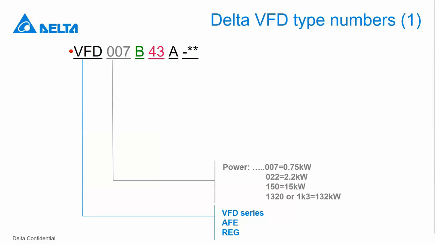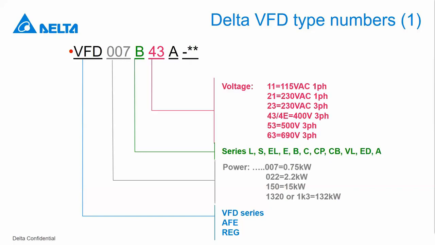Next, you have the power of the drive. So 007 stands for 0.75 kilowatts. At the moment, the highest power that we have is 630 kilowatt. Then you have the drive series, followed by voltage. So 4 stands for 400 volt, and 3 stands for 3-phase. Sometimes you'll see it as 4E, and that will be a 400 volt 3-phase drive with built-in EMC filter, but that's only for some particular models from the C family.